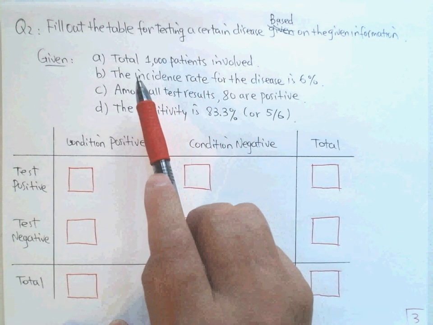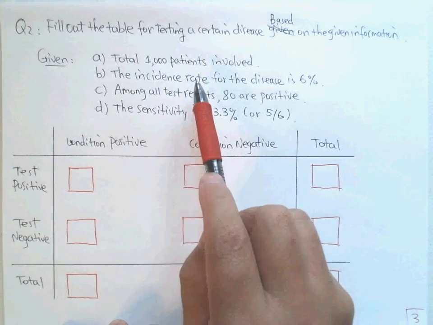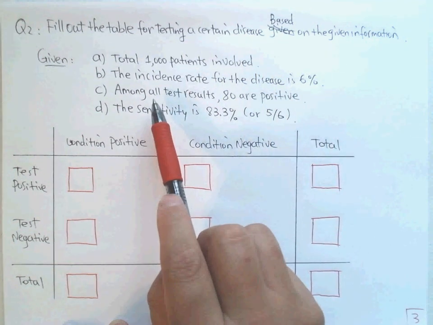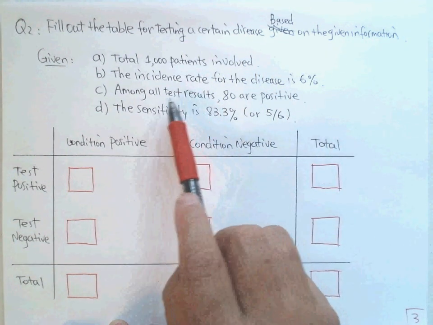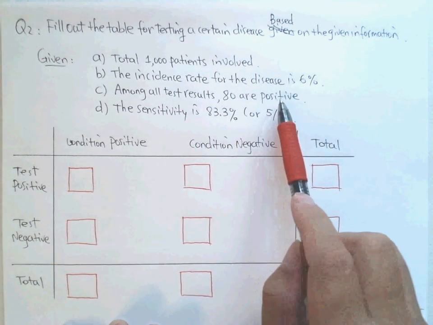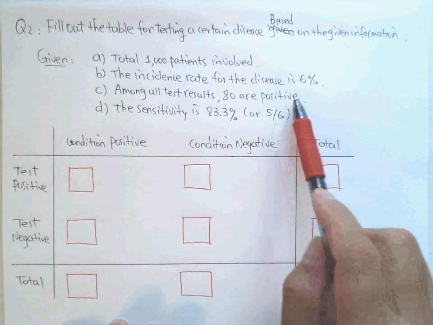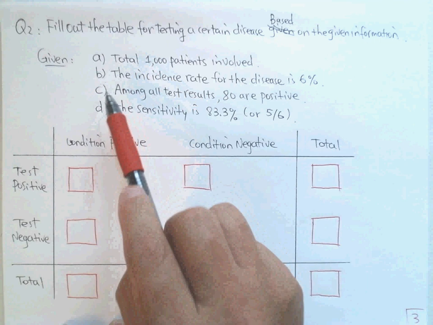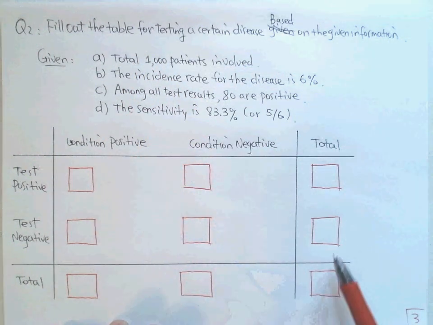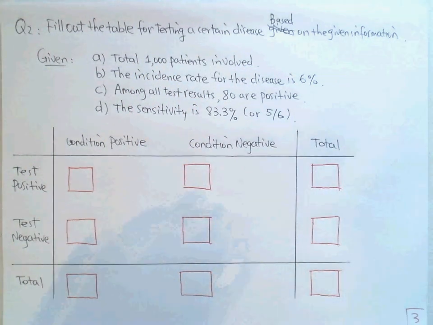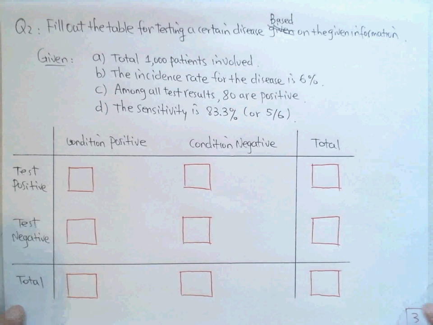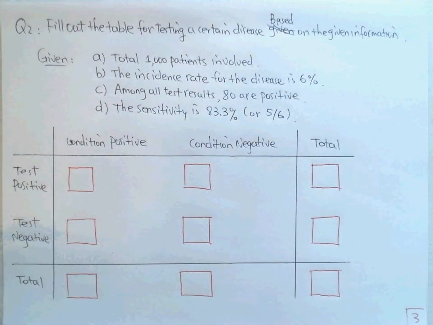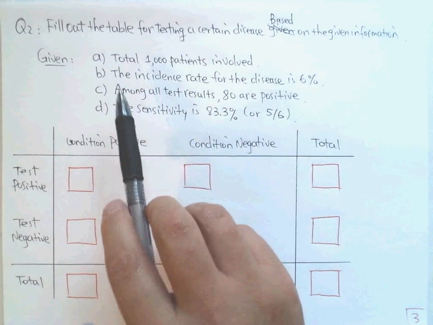So total 1,000 patients involved, and the incidence rate. I will show you what that means. Among all the test results, 80 are positive. What? Positive tests, right? Sensitivity, you know. So you have 1, 2, 3, 4 pieces of information. Can you figure out these nine boxes? Yeah, definitely we can. Okay. And how to do it step by step.